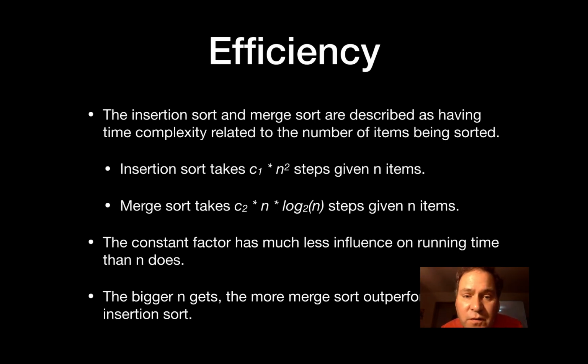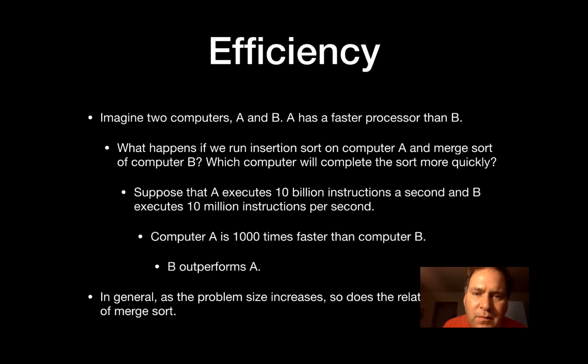Efficiency. The insertion sort and merge sort are described as having time complexity related to the number of items being sorted. Insertion sort takes c1 times n squared steps given n items. Merge sort takes c2 times n times log base 2 of n steps given n items. The constant factor has much less influence on running time than n does. The bigger n gets, the more merge sort outperforms insertion sort.